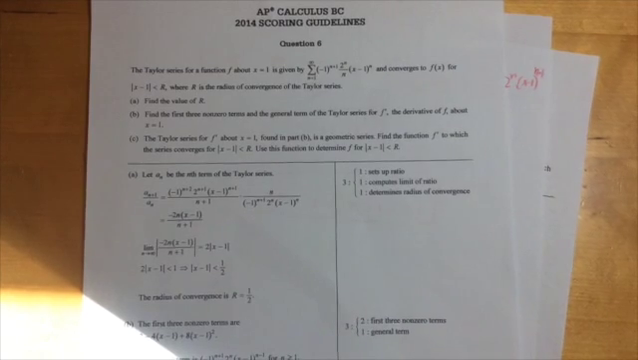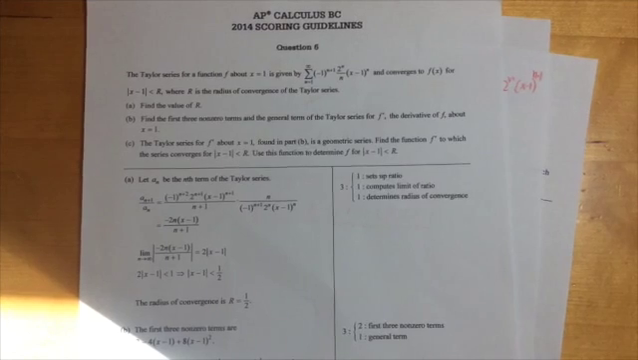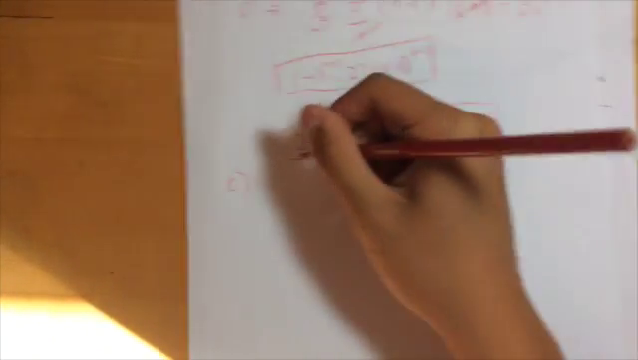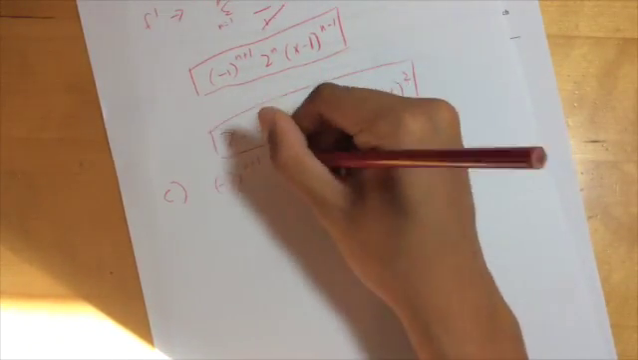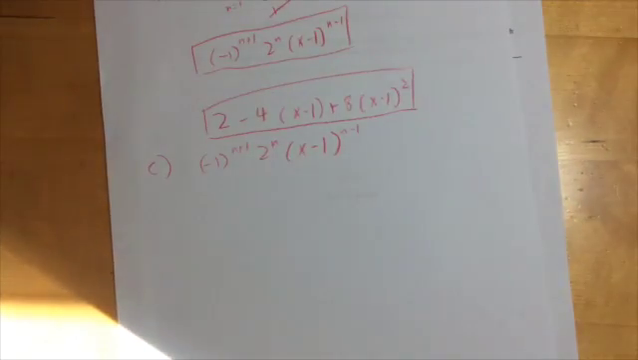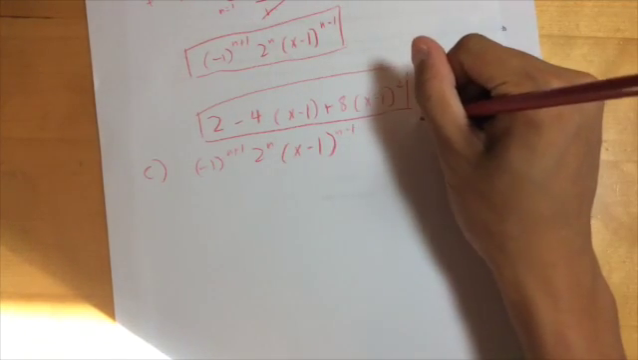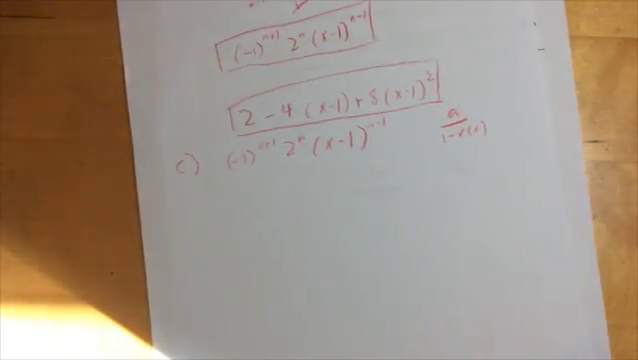So part C asks, the Taylor series for f prime about x equals 1, found in part B, is a geometric series. Find the function f prime to which the series converges for the absolute value of x minus 1 is less than r. Use this function to determine f for the absolute value of x minus 1 is less than r. So in part B, we found that the general term was negative 1 to the n plus 1 times 2 to the n times x minus 1 to the n minus 1. So part C says that this is a geometric series. So you can use the form a over 1 minus r of x to see what it converges to.